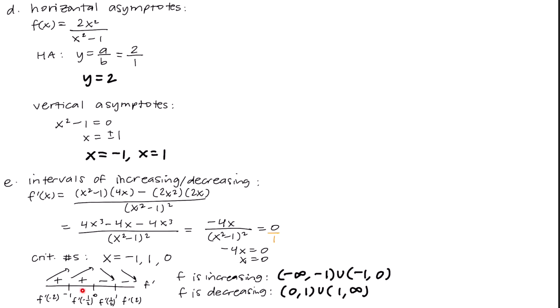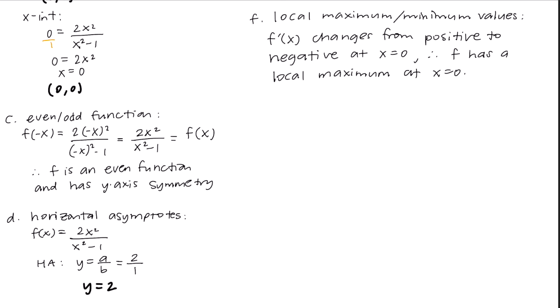And if we go back here to the sign chart, we have at 0, f prime changes from positive to negative. Therefore, f is going to have a relative max at 0. And I just wrote that out. F prime changes from positive to negative at x equals 0. Therefore, f has a local maximum at 0.